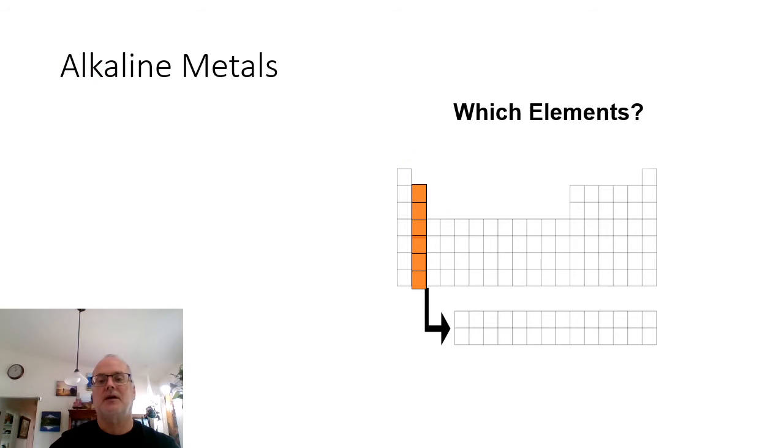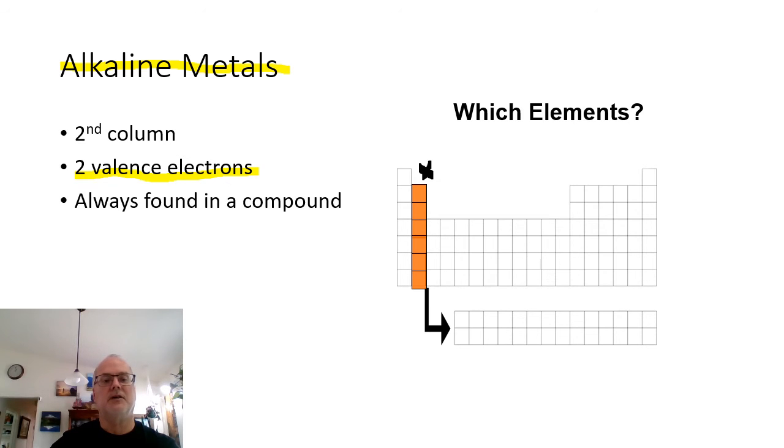The second family we're going to talk about will be found here. It'll be color coded as orange, and this will be the alkaline earth metals. The alkaline earth metals are found in the second column. The characteristics that they have is that they all have 2 valence electrons in their outer energy level. They are never found free in nature. They're always going to be found in the form of a compound. And they, like column number 1, are reactive, but not quite as reactive as some of the other elements that are found in number 1.